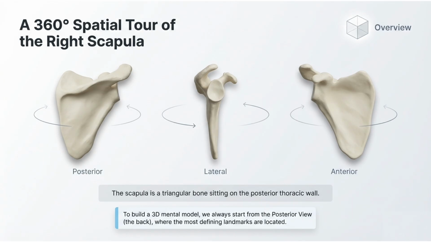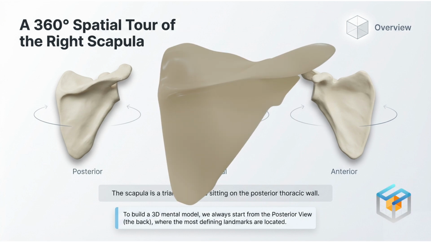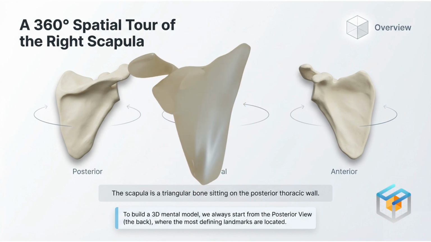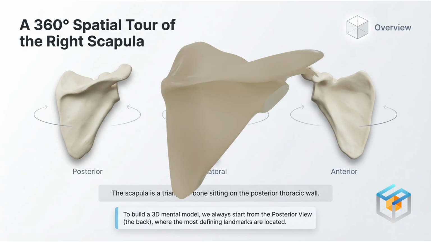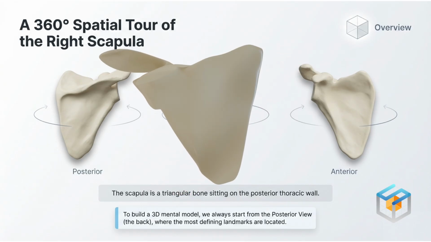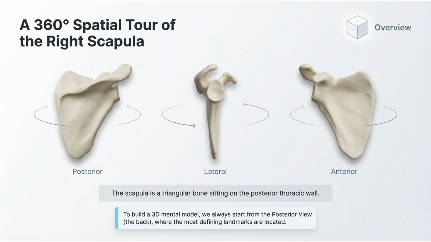1. The 360-degree overview. Let's look at the right scapula. Visual: 360-degree rotation of the bone. The scapula is a triangular bone sitting on the posterior thoracic wall. To understand it best, we always start from the posterior view, the back, as this is where its most defining landmarks are located.